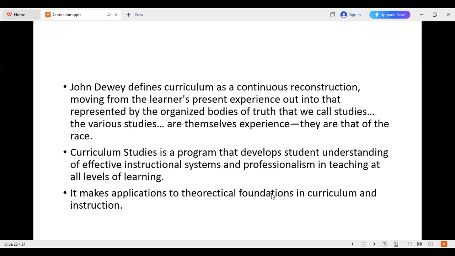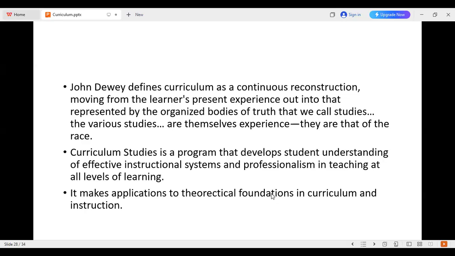We can go through once again that definition. Curriculum is a continuous reconstruction, moving from the learner's present experience out into that represented by the organized body of truth, scientifically proved truth that we call studies. The various studies are themselves experiences. They are that of the race.